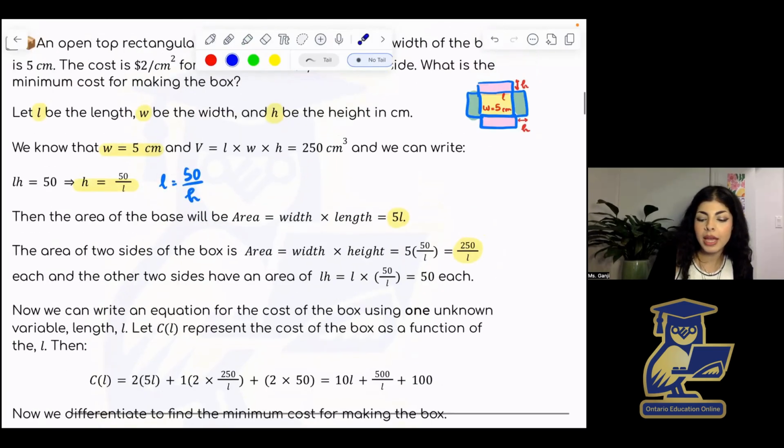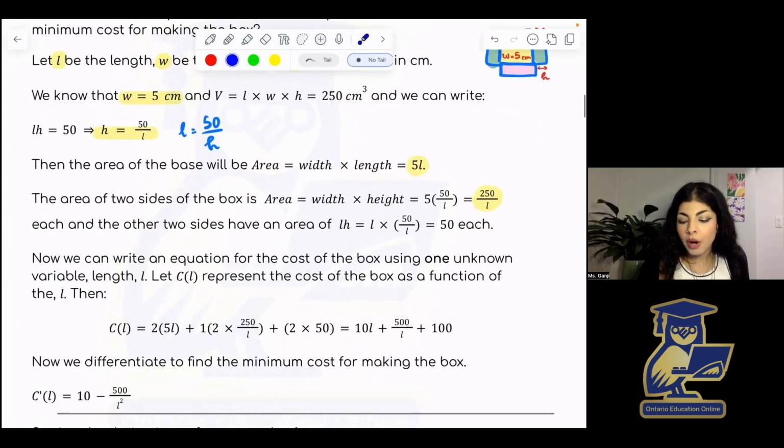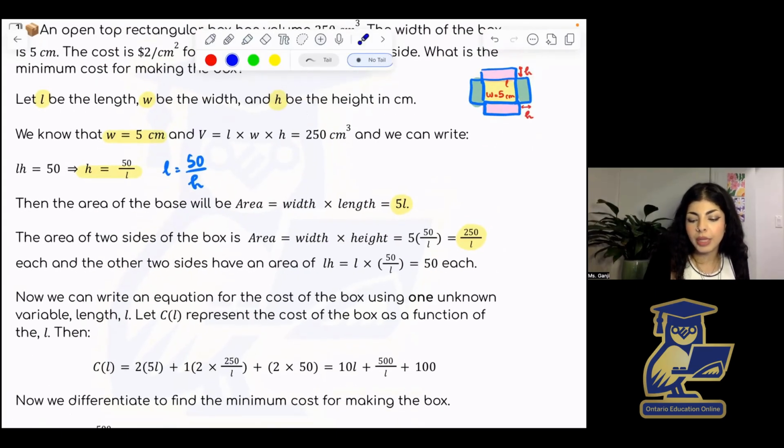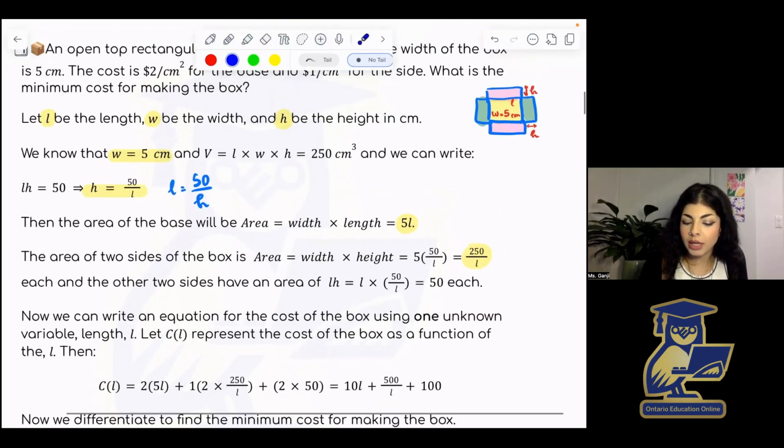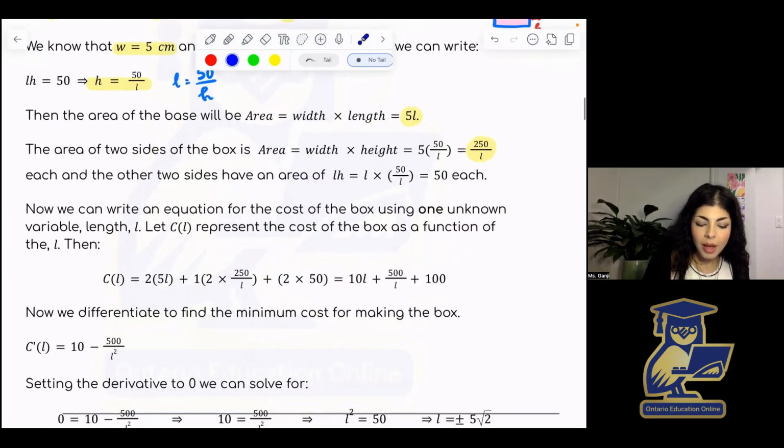And so now we can write an equation for the cost of the box using that one unknown, because we have the three areas that we need and we know the cost to make each of those areas. So remember, for the pink and the green squares here, or the side lengths, we have a cost of $1 per centimeter squared. And then for this base, we have $2 per centimeter squared.